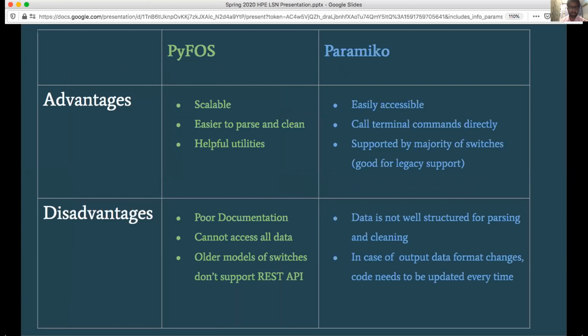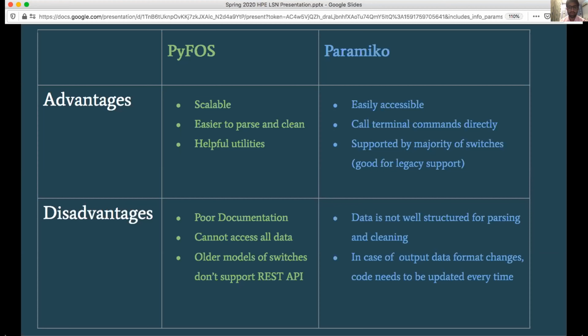The data is JSON structured and it's easier to parse it. And we have access to more useful utilities for format conversions and parsing. However, the documentation for Pyfos is not well written. We cannot collect data for all the functions since Pyfos is a relatively newer library and does not support all the functions at the moment. Also, we cannot collect data for the older switches since they do not support the REST API features on which this library is based.